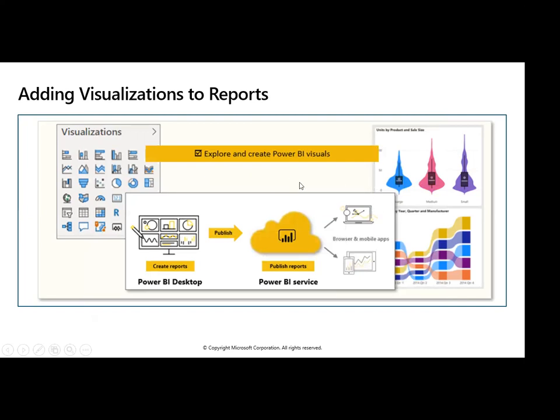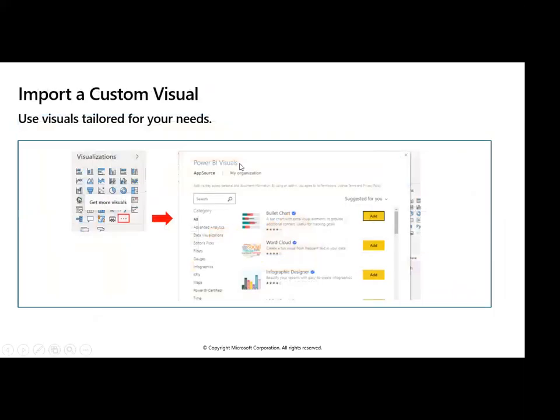So having done that, I've explained adding visualization to your report. That has been done now. Let's move on. Import a custom visual. Use visuals tailored for your needs. Okay, you can have a template that you used before, and you don't want to start creating more of that template, or for some other reason you choose that you want to import a different or custom visual. Look at the three buttons below. You click on it.